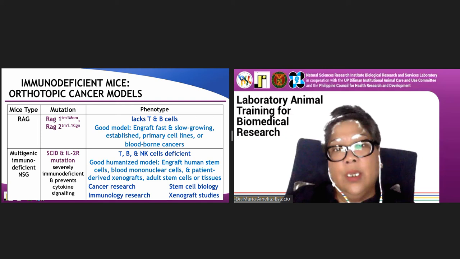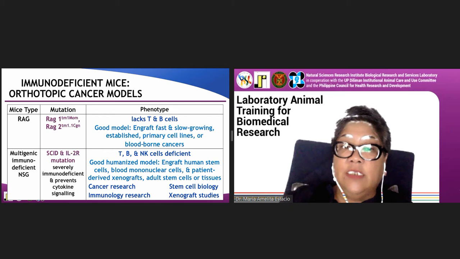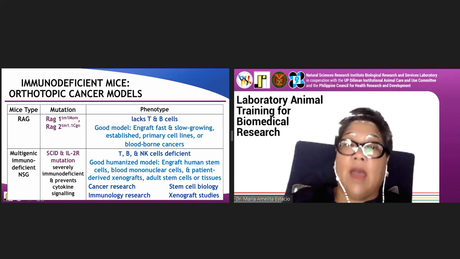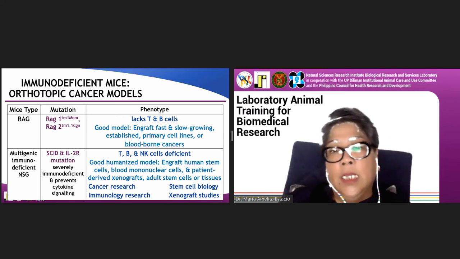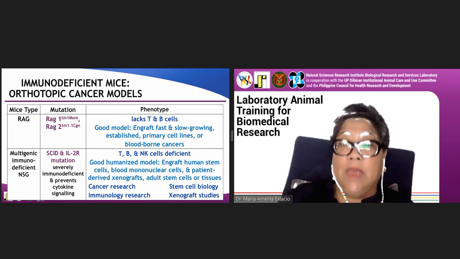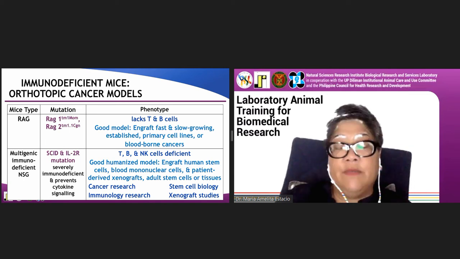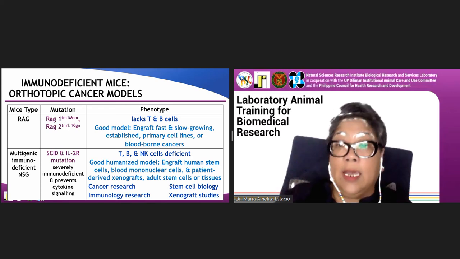So it means that characteristically this mouse would be severely immunodeficient because it's also not producing T and B cells, and it prevents cytokine signaling, particularly interleukin 2. So in terms of characteristics, this mouse does not produce T and B lymphocytes as well as natural killer T cells. So it's a very good model for both fast and growing cancers.